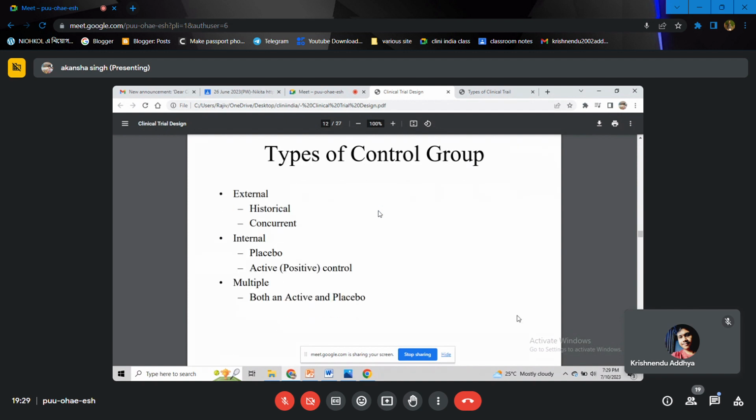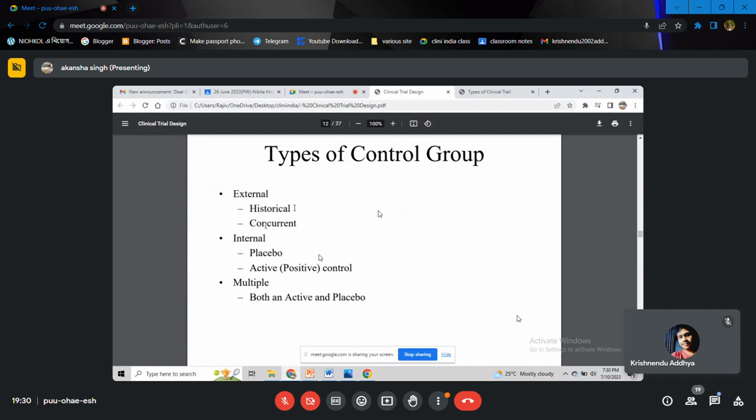So types of control: external control, historical, and concurrent. Concurrent means one after the other. Historical means taking the historical data, the historical study, and based on that you are analyzing the current data. That becomes a historical control. Concurrent means one after another. Suppose you have given 100 mg to one, and to another you have given 250 mg, and then you can see the difference. We have placebos.